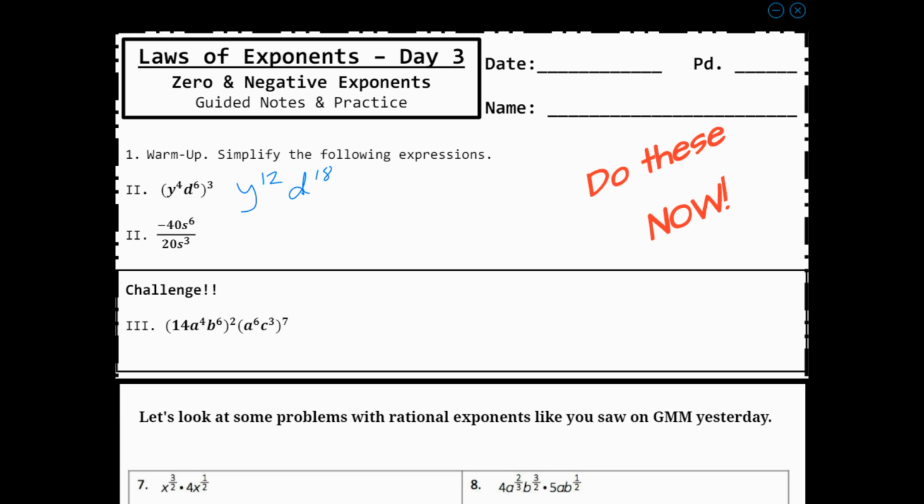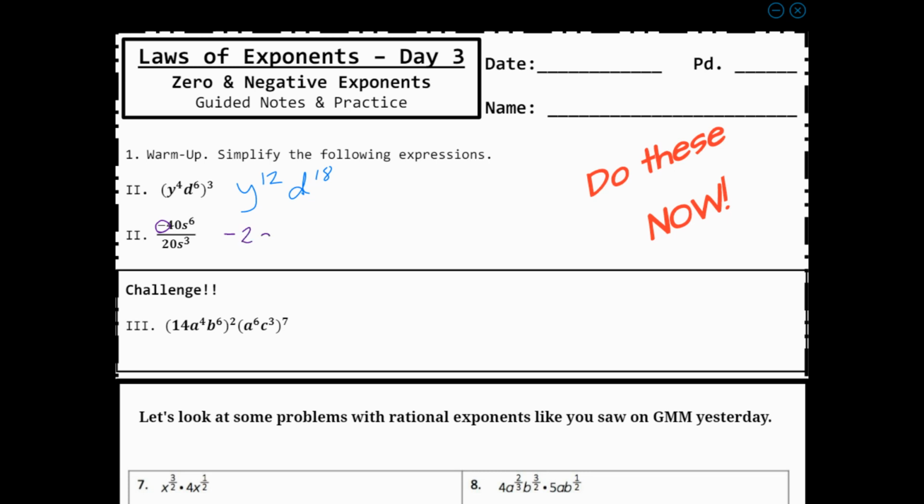Now on this next one, we've been looking for the bigger number on the top or the bottom, but when we're talking about the coefficients, the negative is separate. If there's only one negative, it just stays there. So which is bigger of the 40 and the 20? The 40. So what's 40 divided by 20? 2.